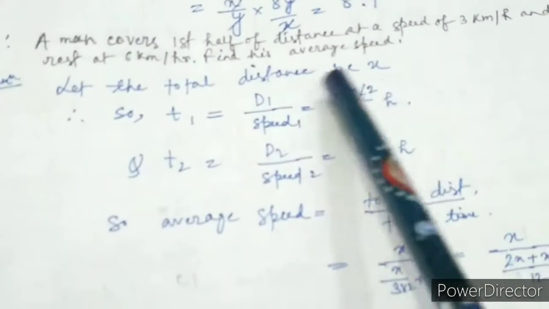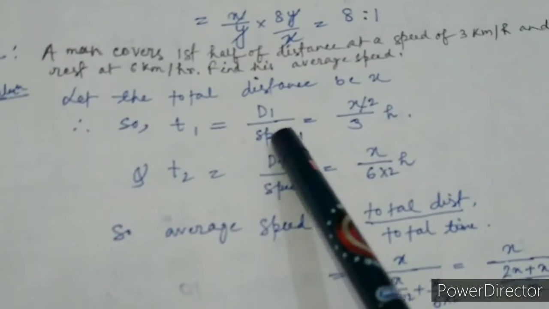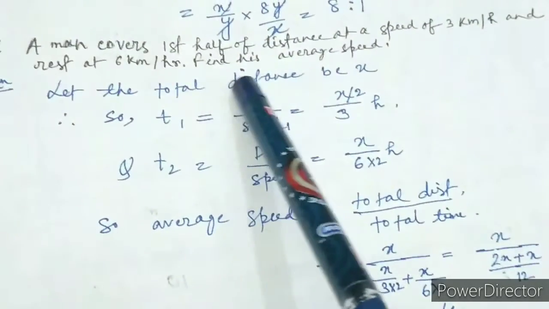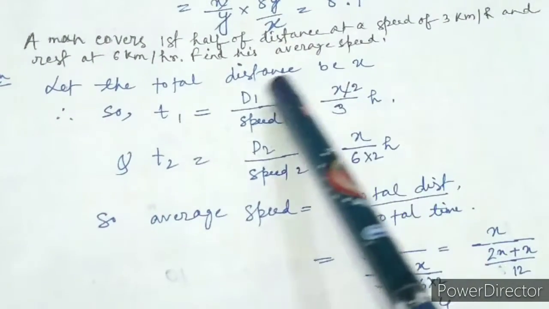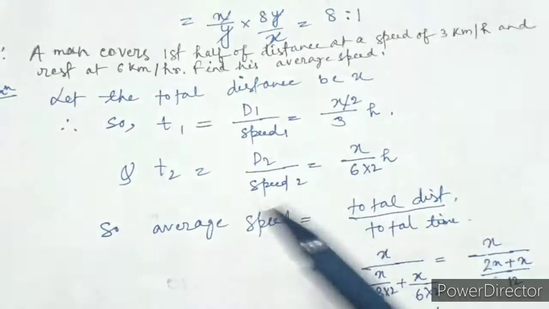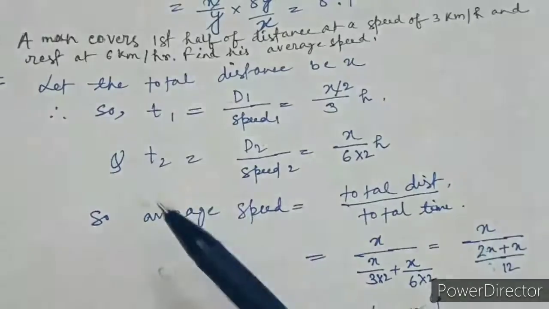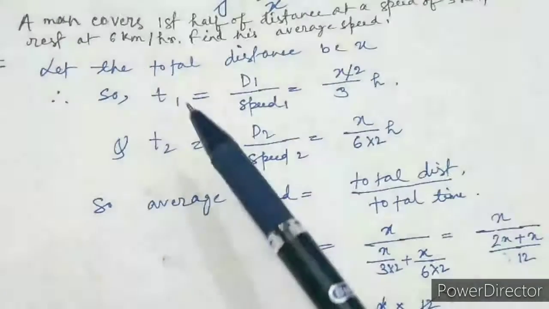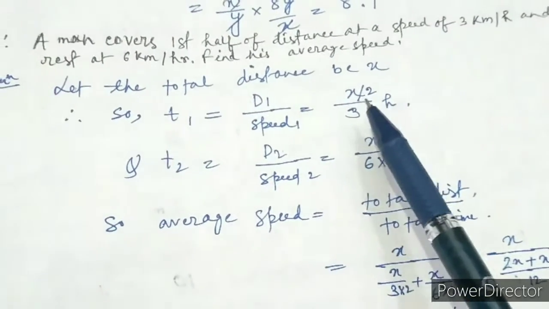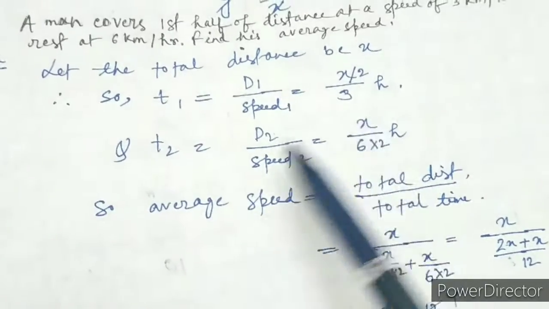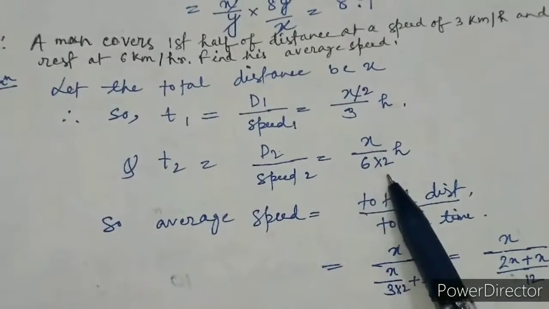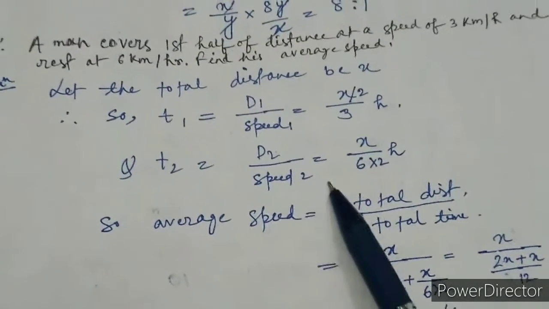So you know the formula of average speed is the total distance divided by total time. The total distance you have already assumed is x, but the total time you don't know, so you can find out the time. Now your target is to find T1 and T2, in the first case and the second case. T1 will be d by speed. In the first case distance is x by 2 and speed is 3. And in the second case T2 is equal to x by 2 into 6, since the speed is 6 km per hour.